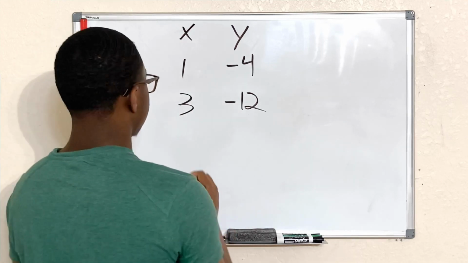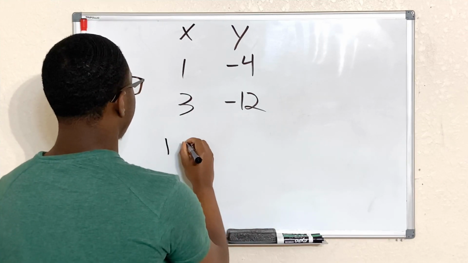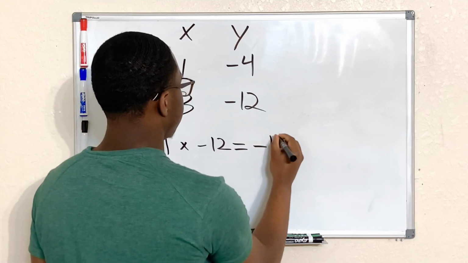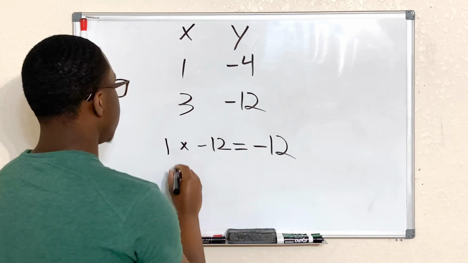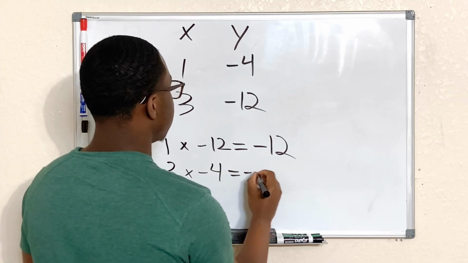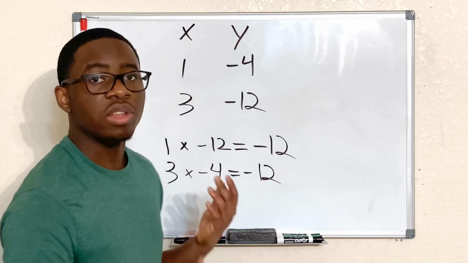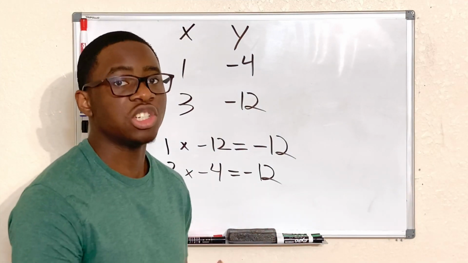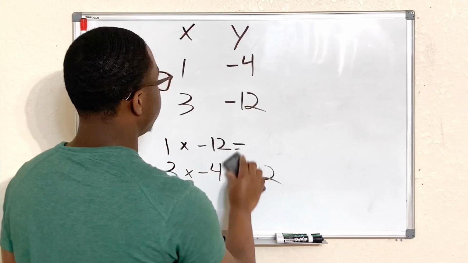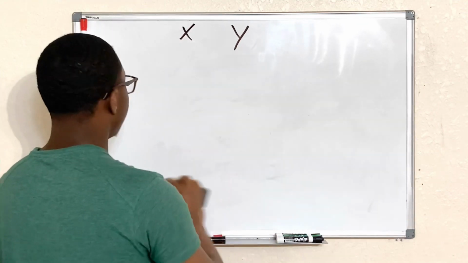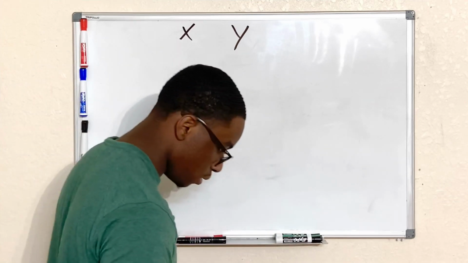Are these proportional? We're gonna go ahead and multiply it out. 1 times a -12 is going to give us a -12 because 1 times anything is itself. And 3 times a -4 is going to give us a -12. So therefore, we know that answer choice A is proportional. So we can go ahead and eliminate that choice. Once I find the non-proportional one, I don't even have to do any more calculations.